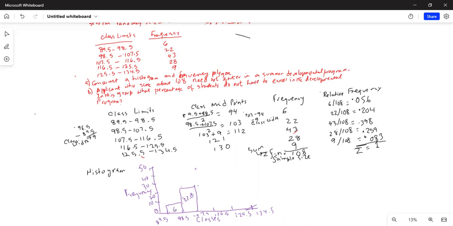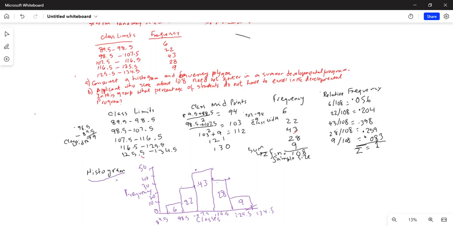Next one, the frequency is 43. So somewhere over here and somewhere over here. I should erase this and make sure, because this one height is 22. Next one height is 28. So 28 is somewhere over here. And the last one height is 9, which is somewhere over here. So that's your histogram.